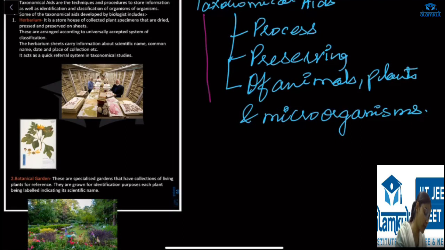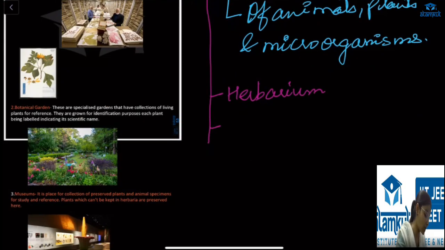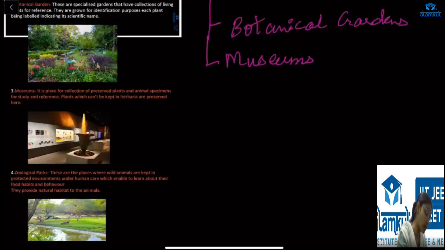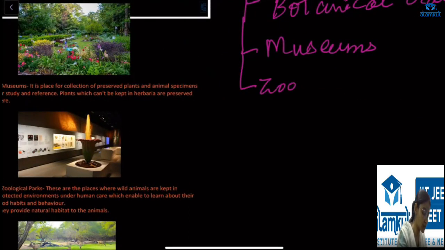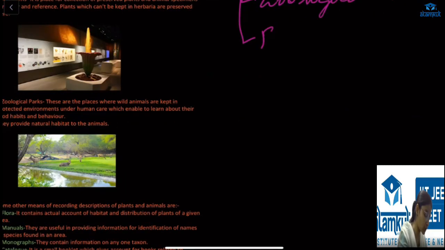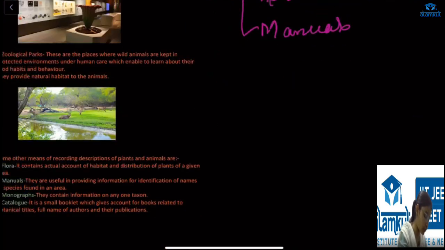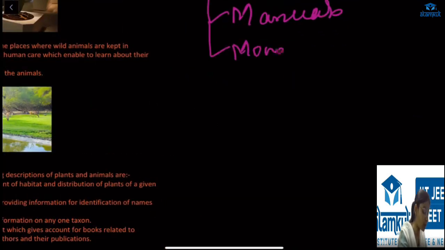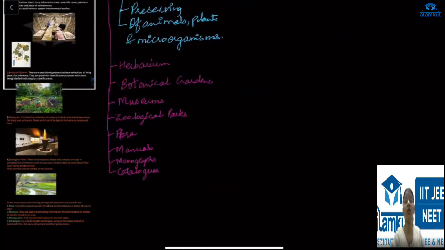Okay, so they basically include what? These taxonomical aids include, first of all, herbarium, which is very important and very famous. Then they include botanical gardens. Then they include museums. Then they include zoological parks. Others are flora, manuals, then monographs and catalogs. So all these things are a kind of taxonomical aid in order to preserve, in order to study various kinds of microorganisms or the plants or the animals which are present on Earth.